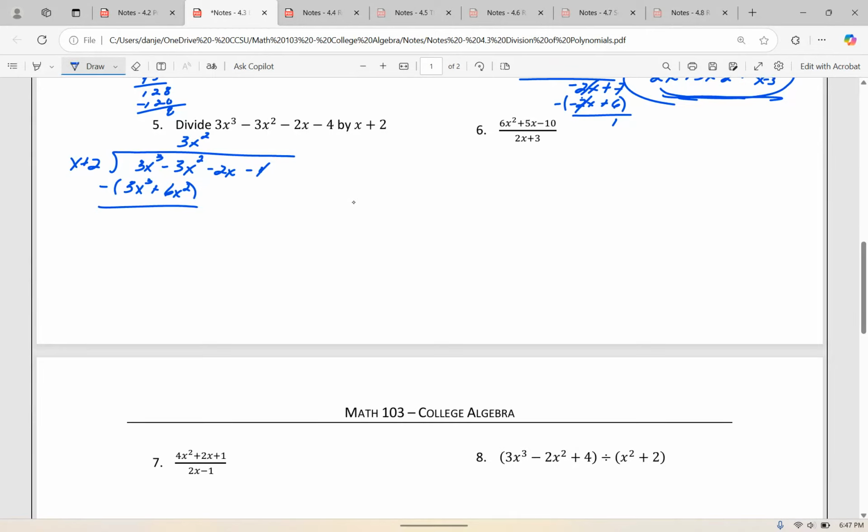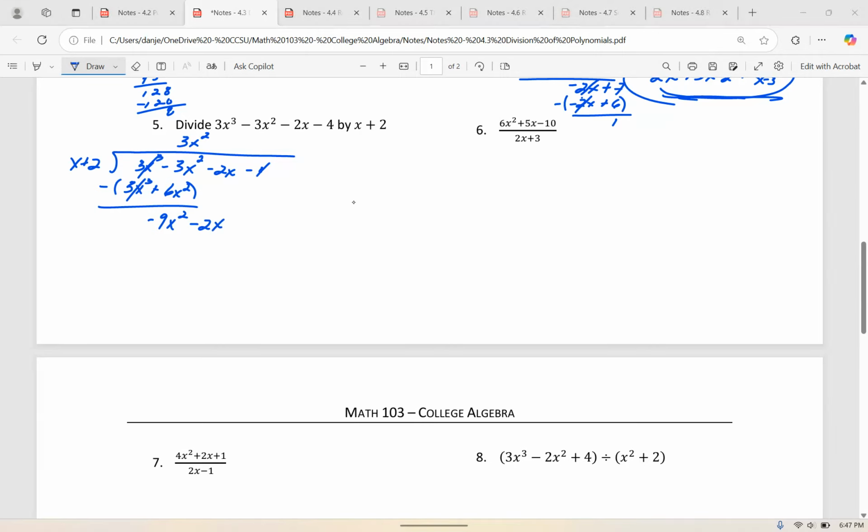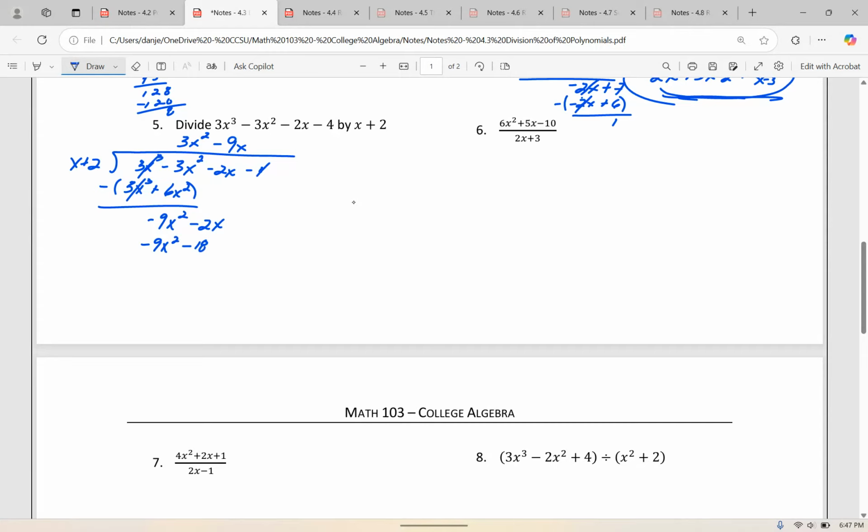So now when we subtract, 3x to the third minus 3x to the third is going to cancel. Negative 3x squared minus 6x squared is a negative 9x squared. Bring down the negative 2x. Negative 9x squared divided by x is a negative 9x. We multiply the negative 9x times the x plus 2, and we're going to get a negative 9x squared minus 18x. And again, we're going to subtract.